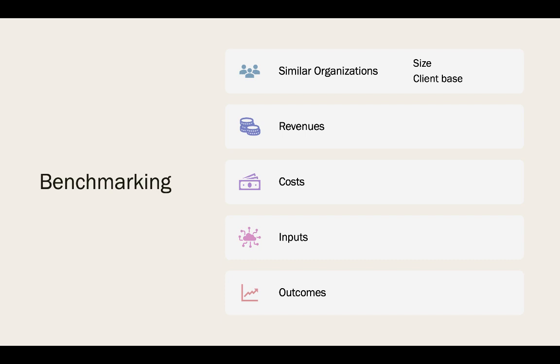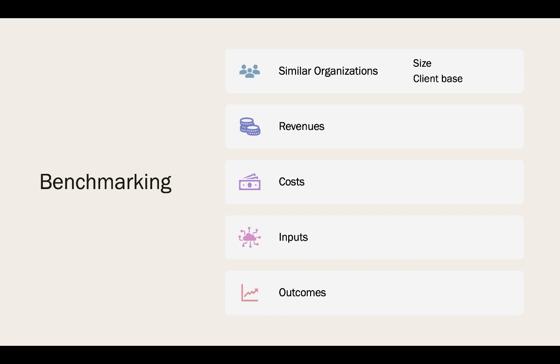You might see this word thrown around. Benchmarking: we're looking at similar organizations. So the organization that you are preparing this budget for, is there an organization that is of similar size, that has a similar client base? Maybe you're working for a county. What's another county that has a similar population? What's another service that has a similar number of employees, runs a similar number of calls? So we're looking at equal organizations and comparing ourselves to them.